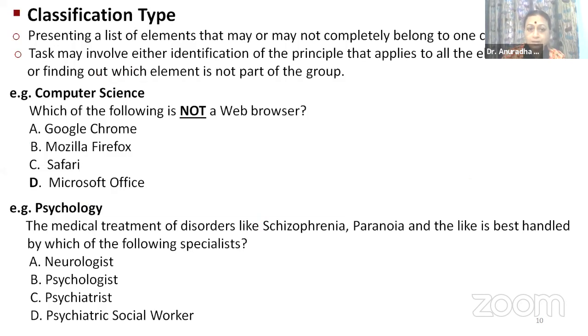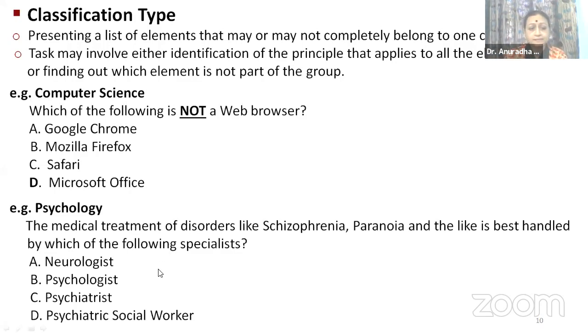Students should know. Now, if you have a mixture of several web browsers, one of which is not a web browser, can the student identify? Can he classify those that belong to the category called web browsers and the ones that don't? So here is an example. Google Chrome, Mozilla Firefox, Safari, Microsoft Office. Obviously, Microsoft Office is not a web browser, so he has to select. So he is essentially classifying.